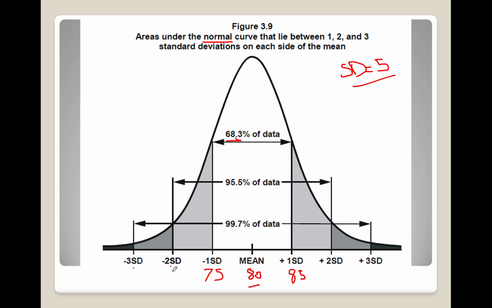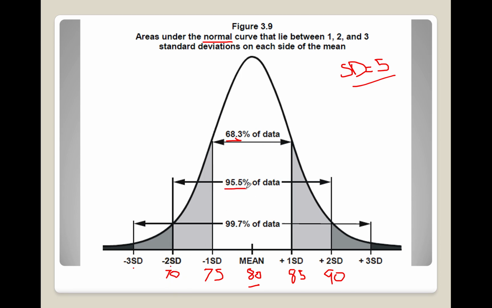So let me ask you, and I want you to think about it. Like, pause this video and answer this question for me. If I said you scored 2 standard deviations above the mean, what would your score be? Really, really think about it. That's right. 90. And what would 2 standard deviations below the mean be? 70. That's right.